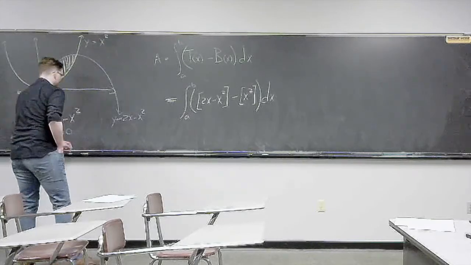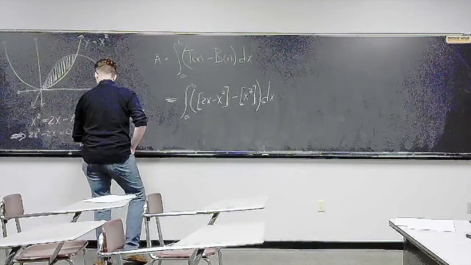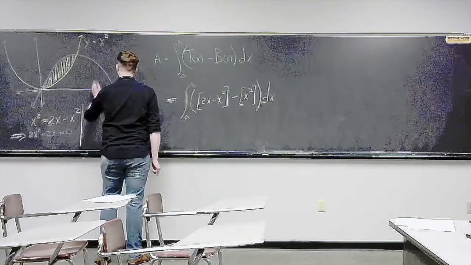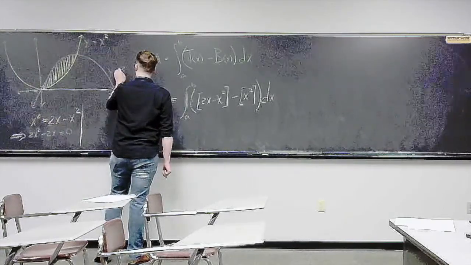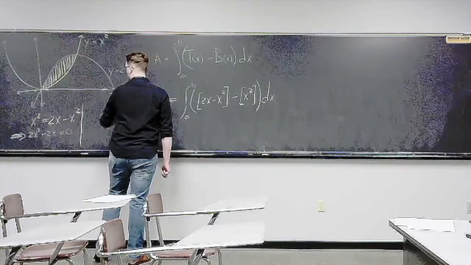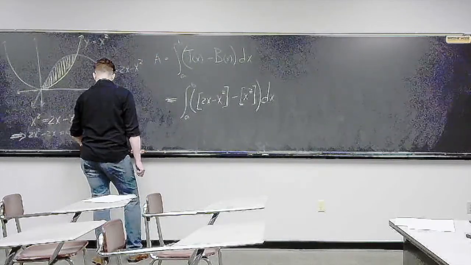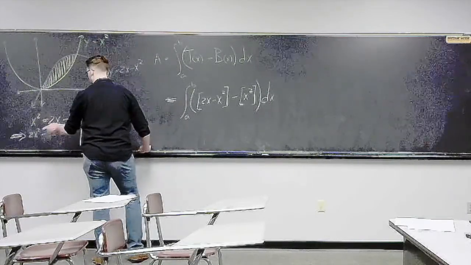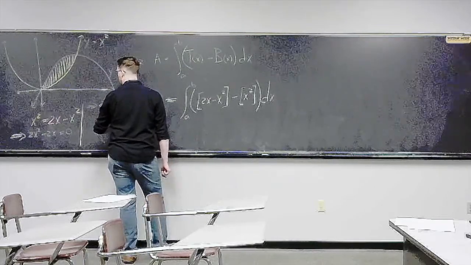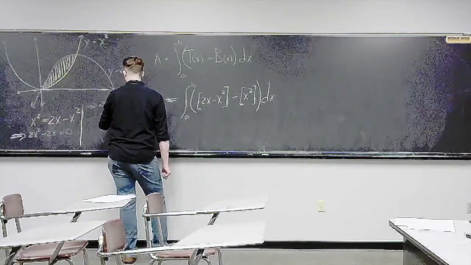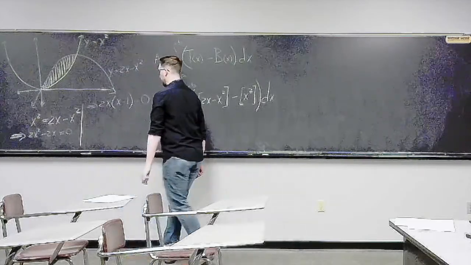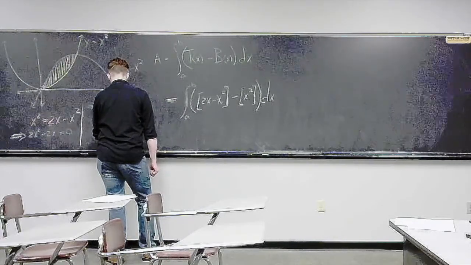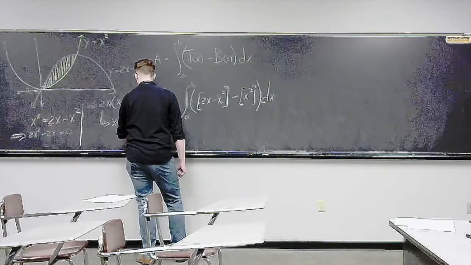Let me erase this, move it up here. So finally, this tells us that 2x times x minus 1 is equal to 0. So x is equal to 1 or 0, right?